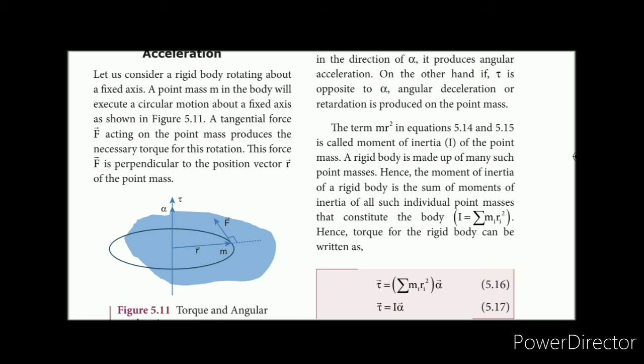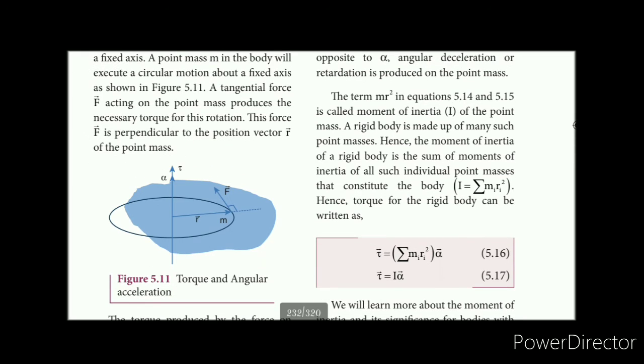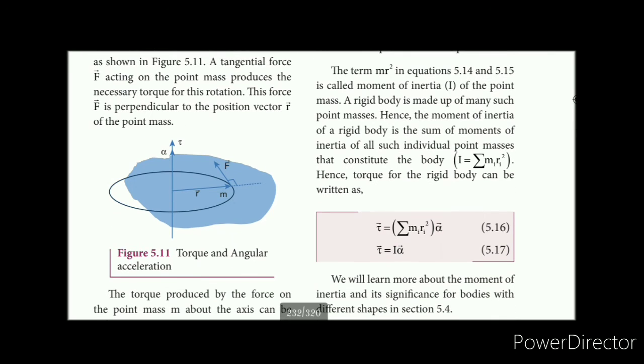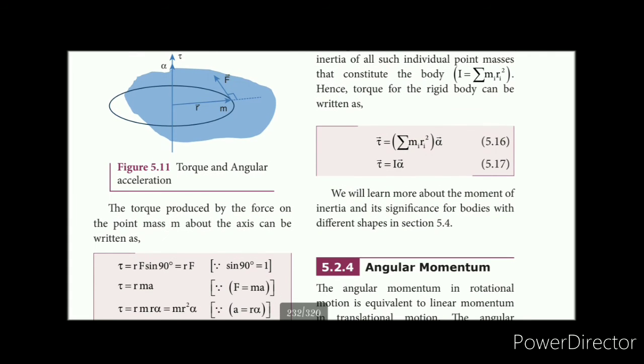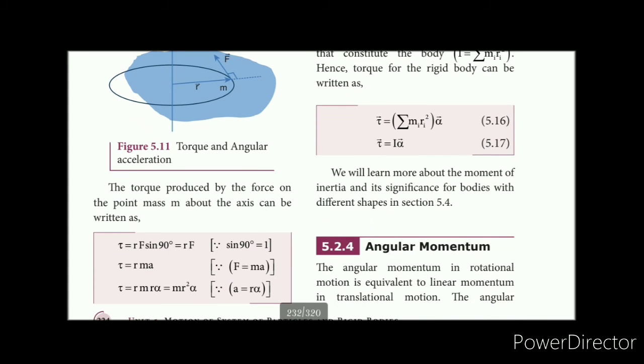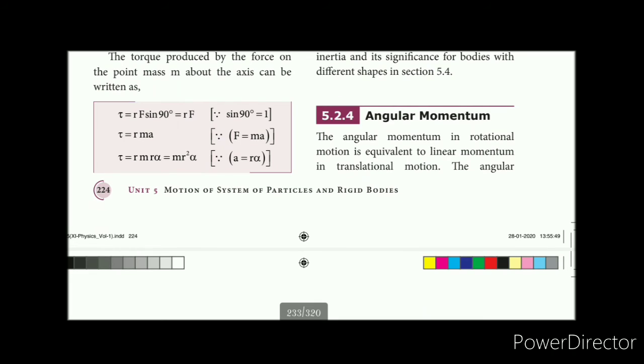The rigid body is made up of many such point masses. Hence the moment of inertia of the rigid body is the sum of the moments of inertia of all individual point masses. Hence I equals summation of m_i r_i squared. So torque for a rigid body can be written as torque equals I alpha.